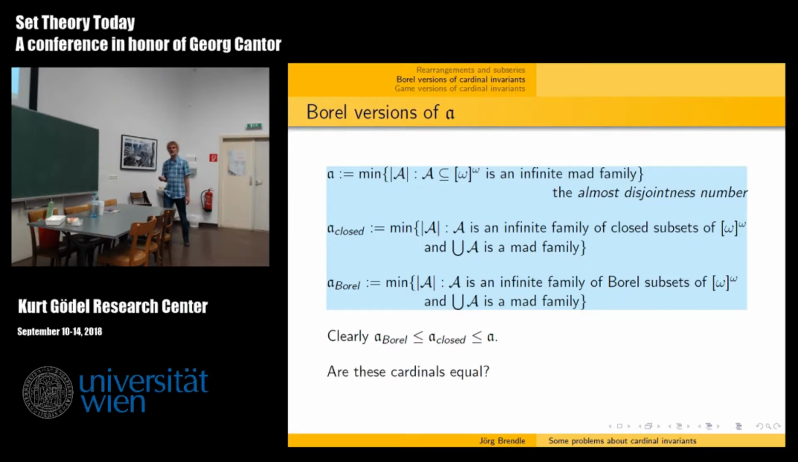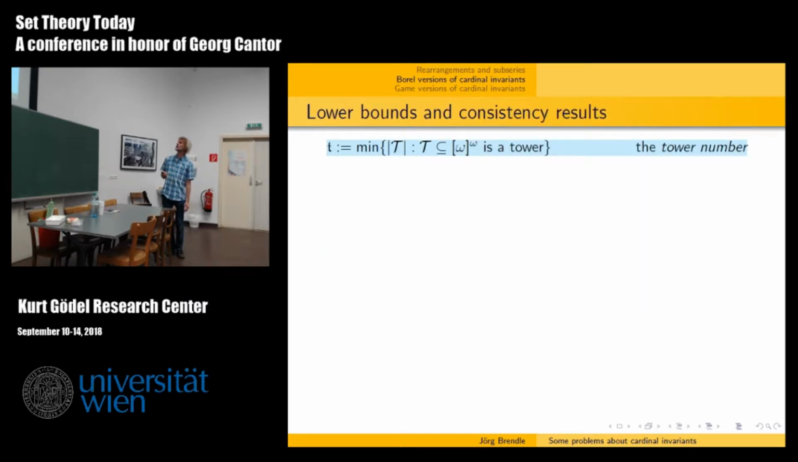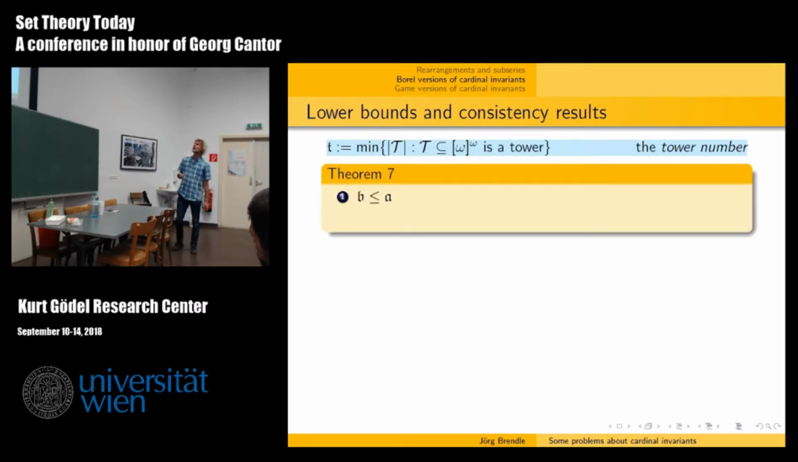And of course, again, you can ask whether these cardinals are equal. So what's known about this? First, let me look at some bounds for these cardinals. Let me recall the tower number, the least size of a tower in P(omega). So a tower is a decreasing family in P(omega) mod fin. It's decreasing by inclusion mod finite, and there is no infinite subset of omega which is almost contained in all of the members of the tower. So it's decreasing and maximal in a sense. It cannot be extended.